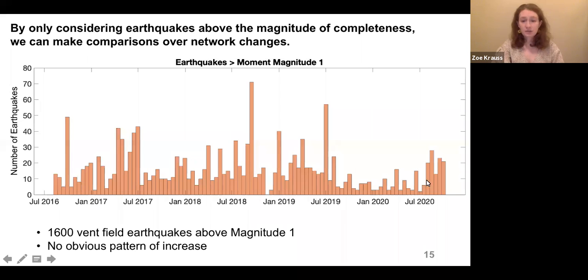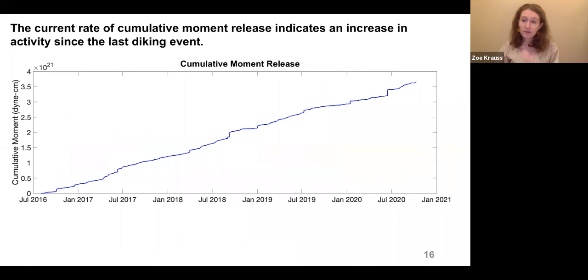And so here you can see that our numbers of earthquakes throughout time isn't really changing much over these last 4 years. We don't see an obvious pattern of increase that maybe we would expect with continued accumulation of extensional strain. Rather, it seems quite consistent, even getting a little bit quiet in these last 2 years. Another way to look at this is the cumulative moment release throughout time. And again, it seems rather consistent. This is a roughly linear relationship.